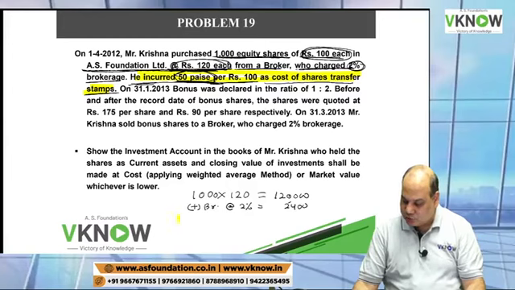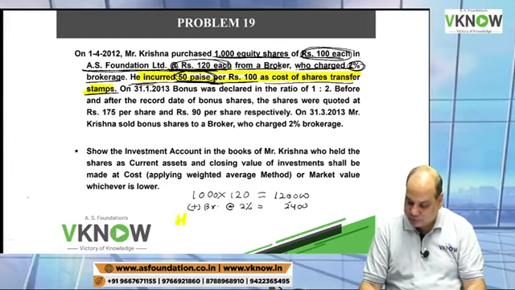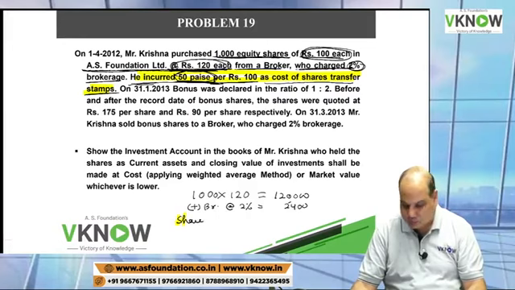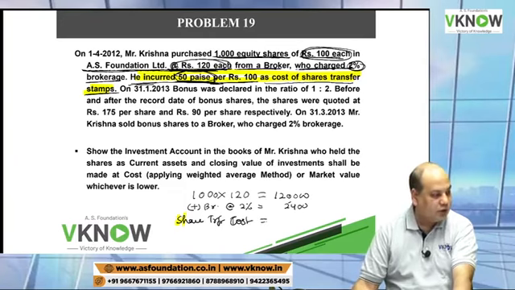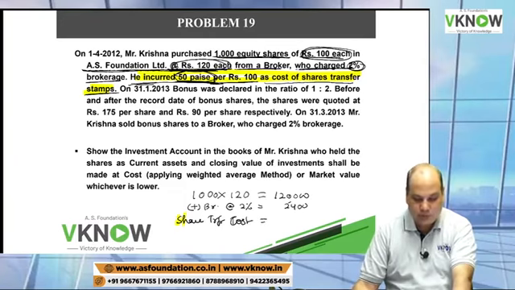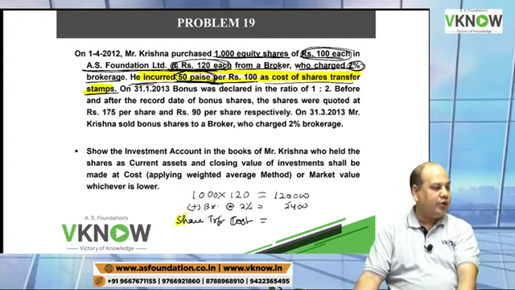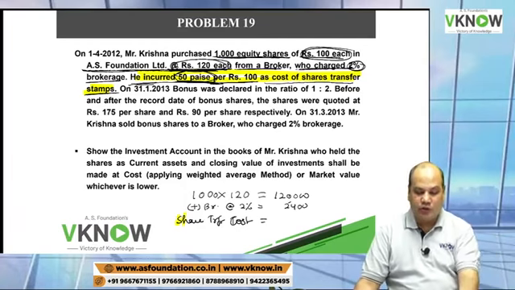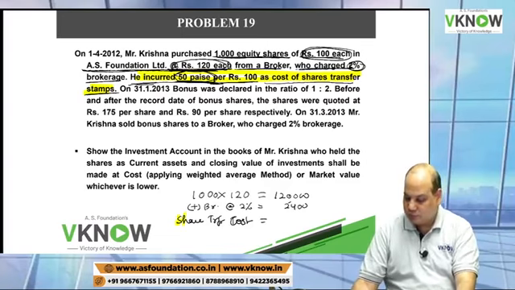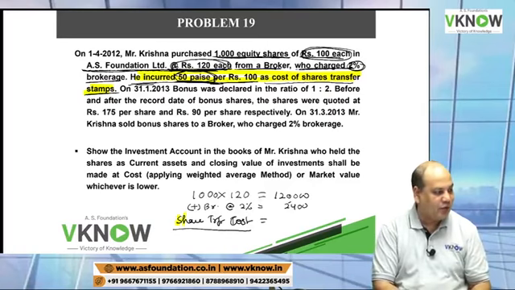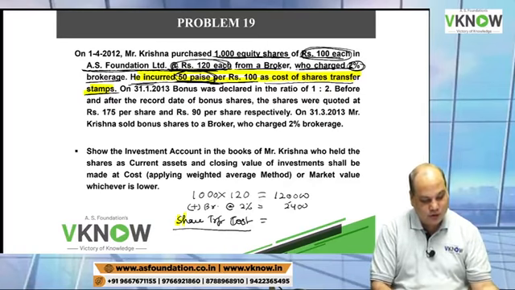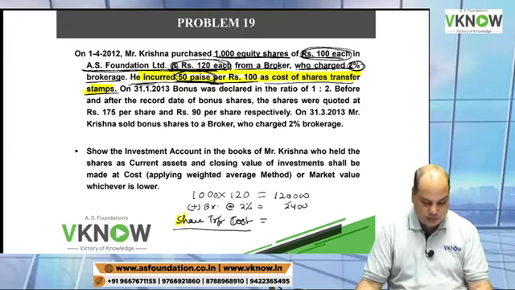Anybody who wants to answer share transfer stamp cost? One student is saying 1,20,000. 1,20,000 is not right. Share transfer stamp cost I am asking you. And you are saying 1,22,400. Oh my God. How can you make such an error?